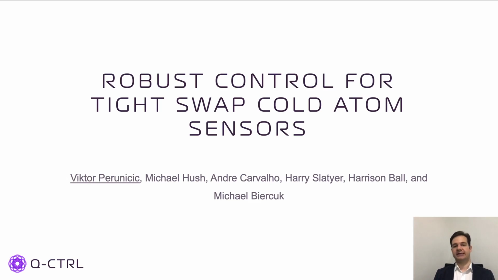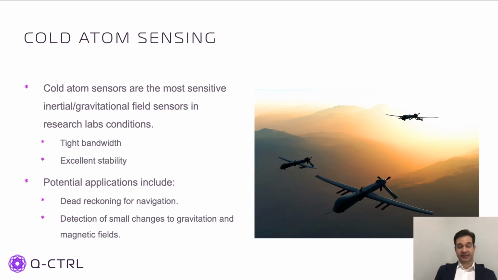Today we'll have a look at making cold atom sensors more robust to noise. So why cold atom sensors? Well, they are incredibly sensitive to gravitational fields and changes of inertial reference frames such as rotation. They have tight bandwidth and excellent long-term stability, which means that in contrast to classical sensors, they do not require external calibration.